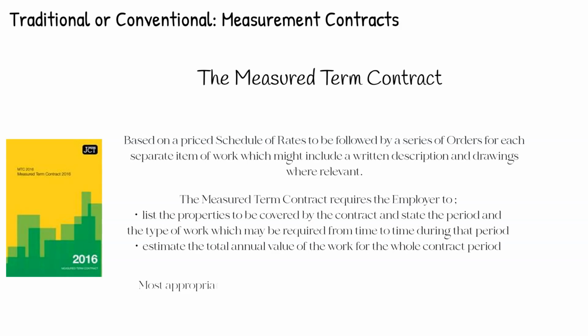This contract is most appropriate for employers who have a regular flow of maintenance and minor works, including improvements to be carried out by a single contractor over a specified period of time and under a single contract. Traditional or conventional, cost reimbursement or cost plus contracts.